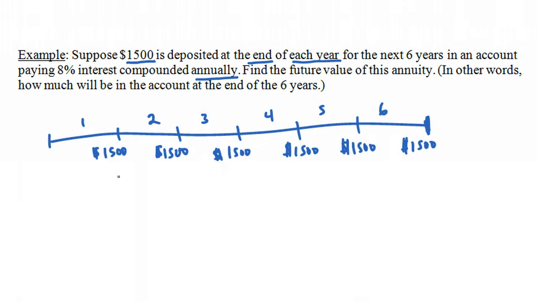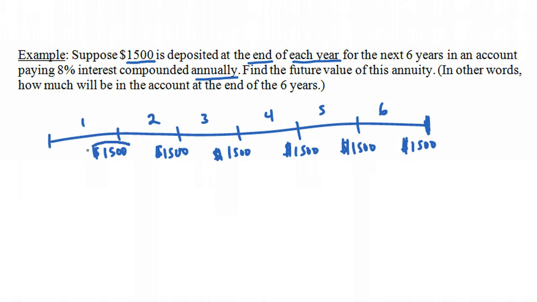Notice, if you weren't getting any interest, how much money would you have? You made 6 payments of $1,500, and 6 times 1,500 is $9,000. So I would expect to have $9,000 if I didn't make any interest. The fact that I'm making interest means I should have more than $9,000 at the end of the 6 years. Now how do we figure out how much money we have?